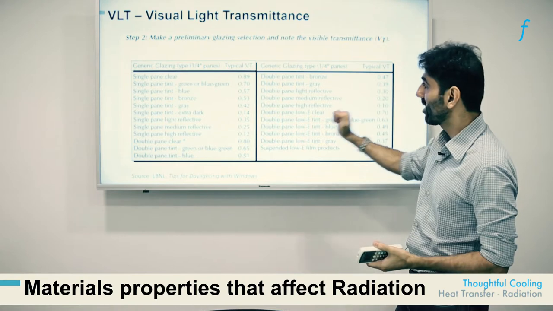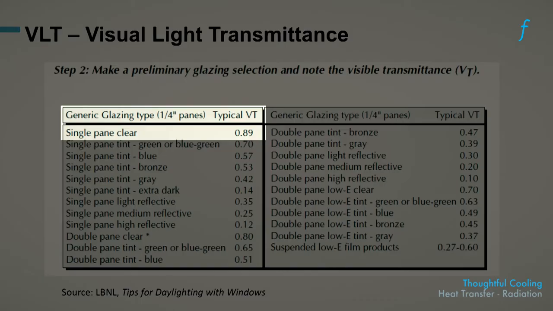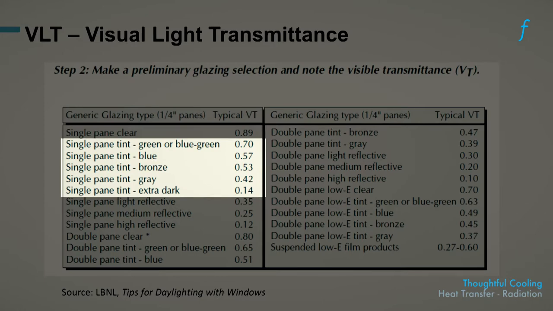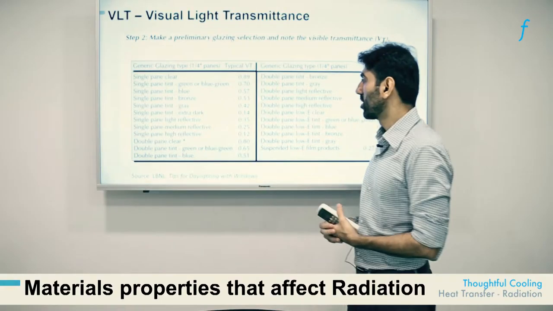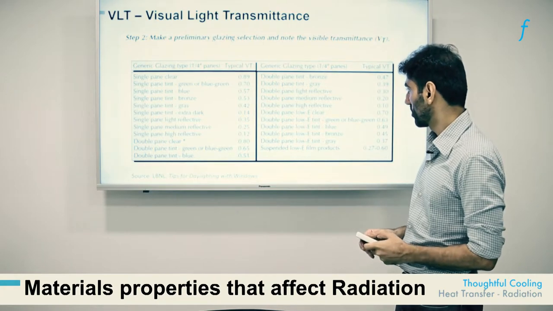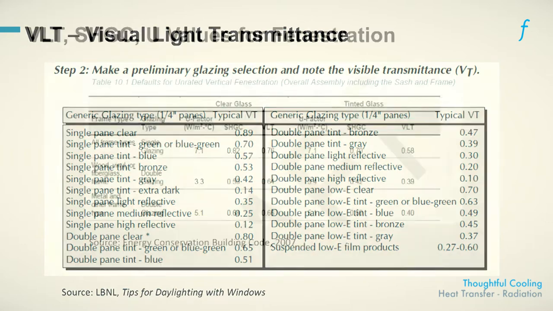A very dramatic way to reduce the visual light transmittance is something like tinting. Single pane tint, extra dark. This, for example, a lot of people use in vehicles to keep the vehicle cool and reduce the amount of air conditioning that is being used. So here is a very broad spectrum of strategies that you could employ to cut down on visual light transmittance should you need to.